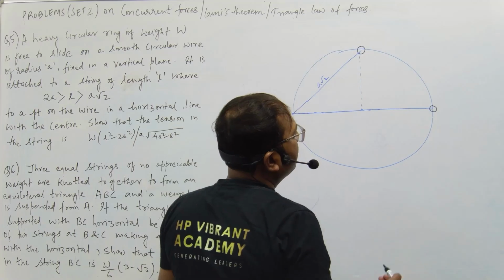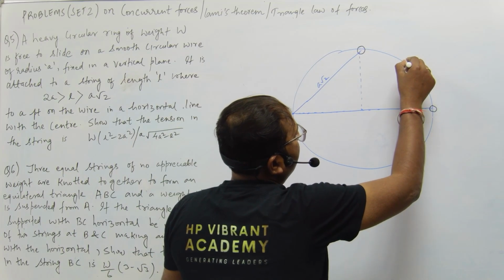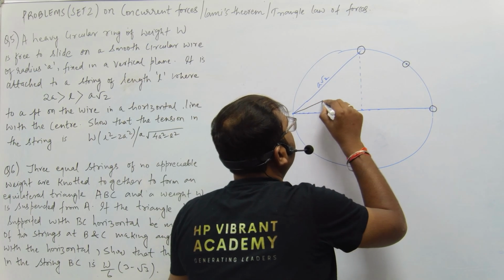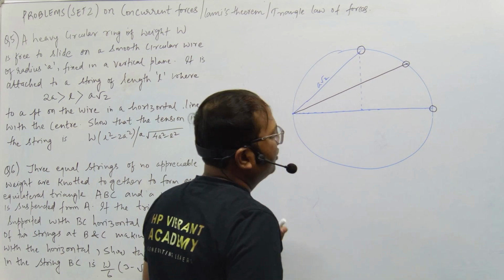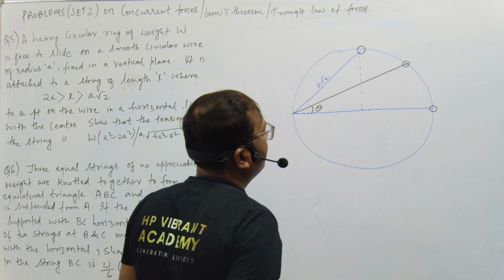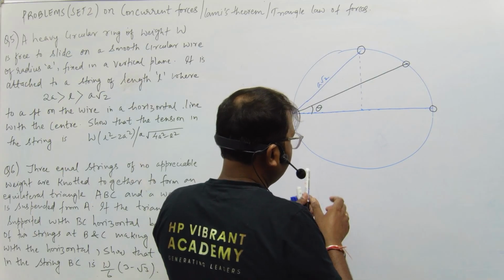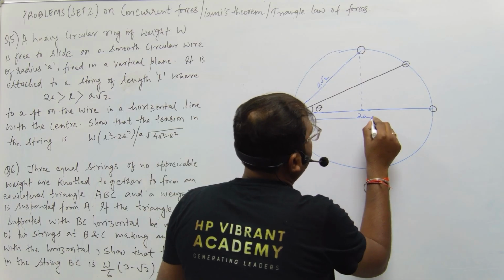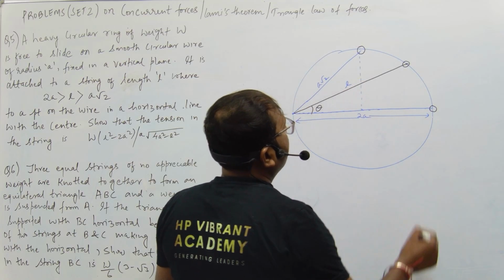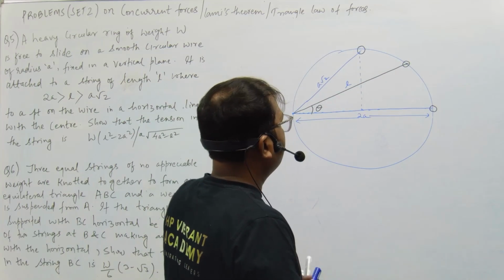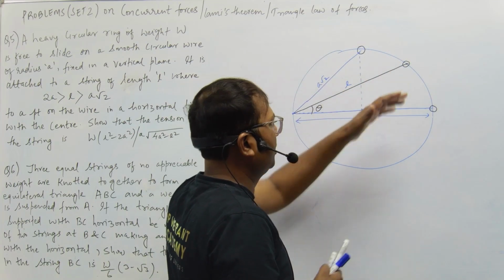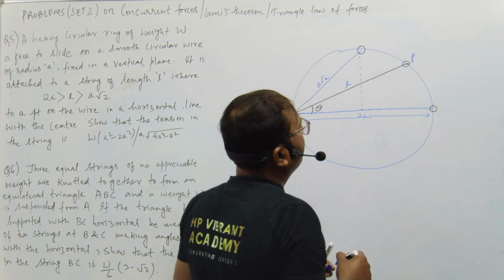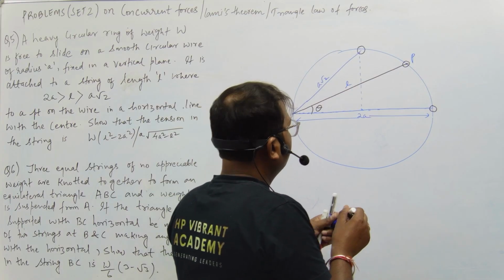Let us consider a point P here. Let us consider the position of the string at an angle of theta. This distance is 2a, and this is the string of length L, which varies from 2a to a root 2. So we have considered the position P at an angle of theta.